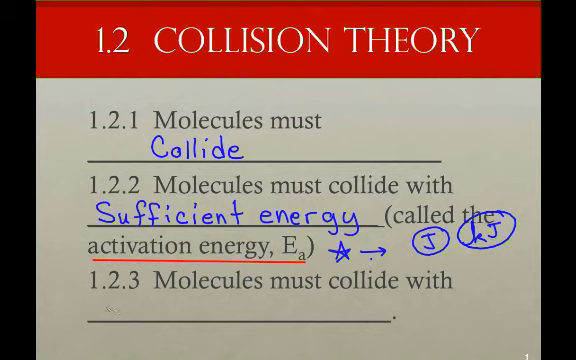E sub A is the symbol used there, and we will be using the units joules or kilojoules on a regular basis. And the third is that molecules must collide with the correct orientation. So in a relationship that is going to have promise, hold promise for a future, there has to be some sort of energy, some sort of attraction involved there.